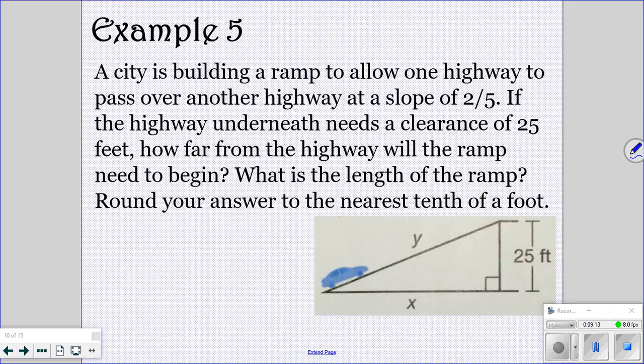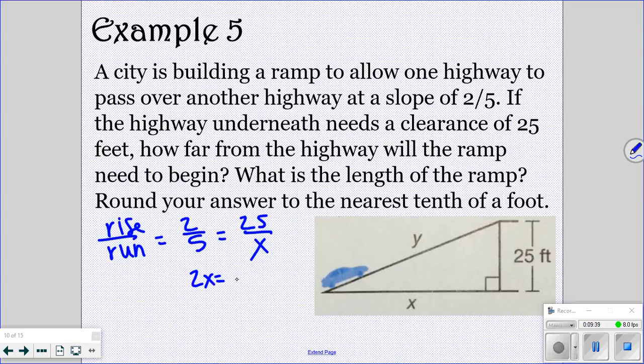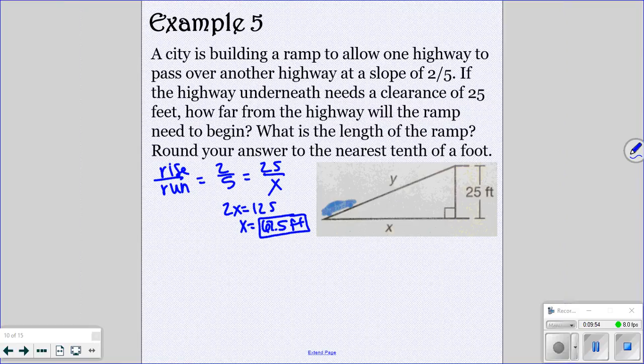So the first thing you have to do is figure out your x value, and you're going to use the slope, the rise over run. They tell you it is 2 over 5. So the rise part is a 25 here. That's how much we're going to have to go up. And we don't know how far we're going to have to run for our x value. So if you cross multiply, 2x equals 125. And then 125 divided by 2 is 62.5. And the units are feet. So that would be your x value.